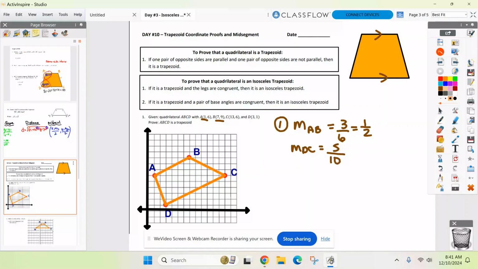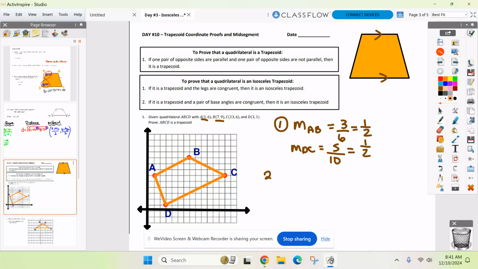Now this is why I want it reduced. Some of you, I hope not, but some of you might just have 3 sixths and 5 tenths and be like, they're not the same. Actually, they are. So reduce it at all cost. Your calculator does it for you. Okay, everyone all right in step 1? Use a formula. This was the slope formula. Maybe we'll have to use distance later.